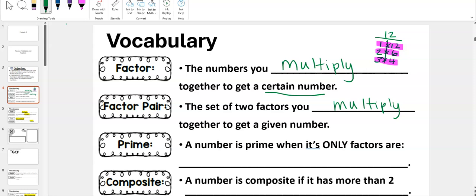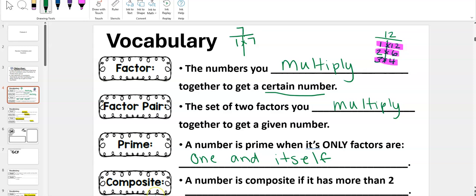All right, then we have certain special factors. A prime number is prime when the factors are only 1 and itself. So if you list the factors of, let's say, 7, I know 7 is prime because the only factors are 1 times 7. There are no other whole numbers in the entire world that, when multiplied together, make 7. That's prime.